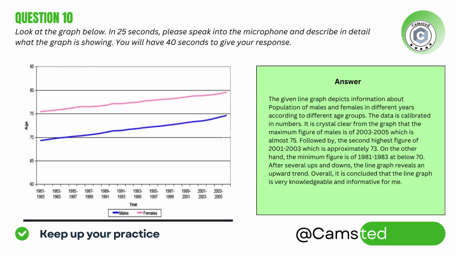The given line graph depicts information about the population of males and females in different years according to different age groups. The data is calibrated in numbers.